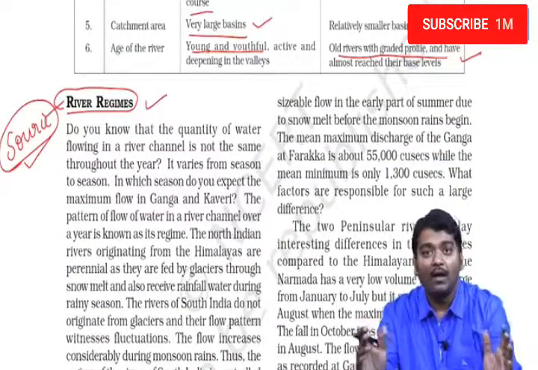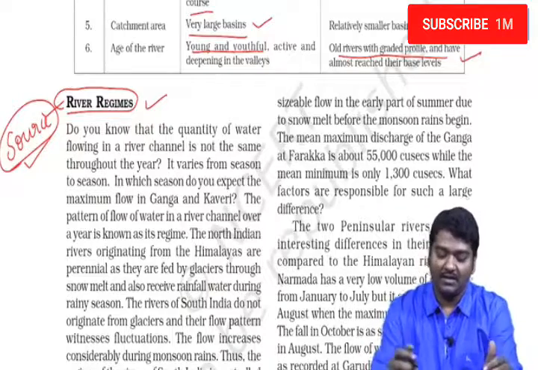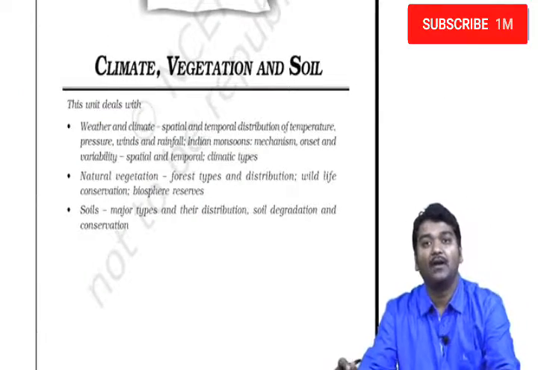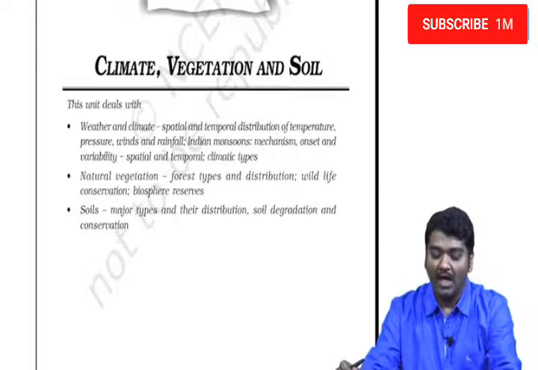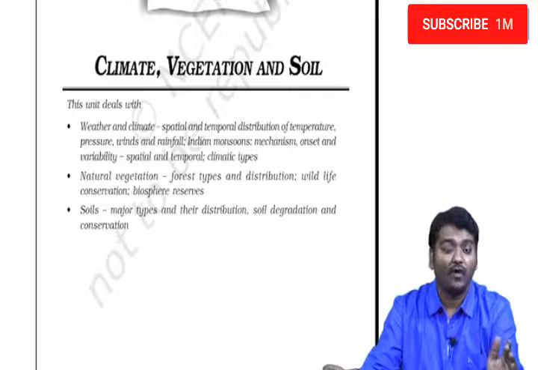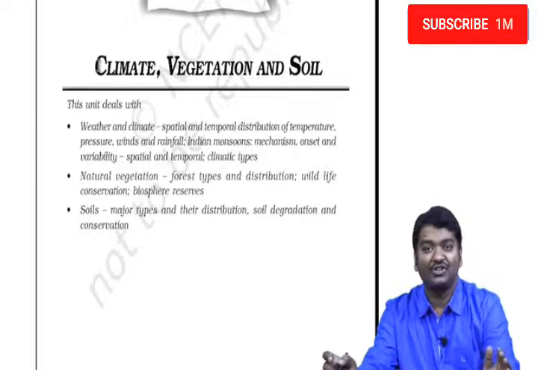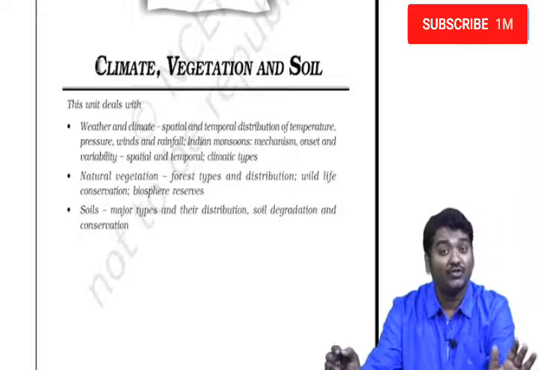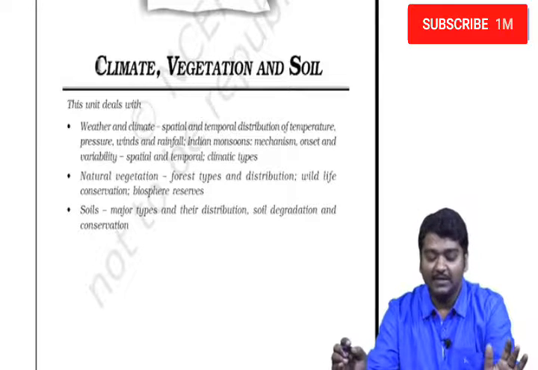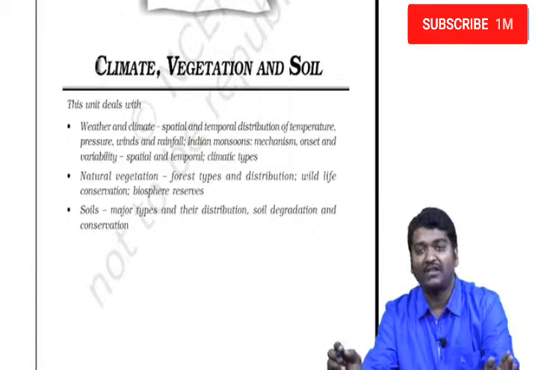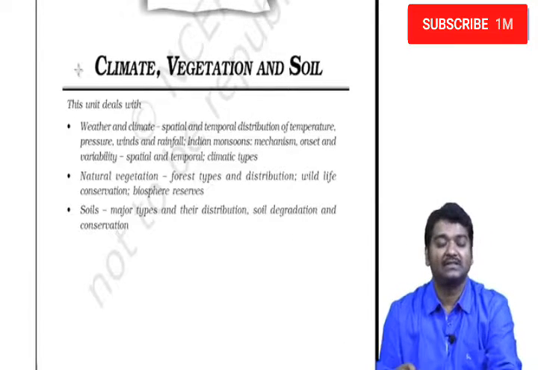So guys, we will be taking the next important chapter, that is climate, vegetation and soil. I have already discussed climate. Some points which we have not discussed much we will be taking up in climate. Natural vegetation and soil I have not covered at all. So we will be spending considerable time in understanding climate, vegetation and soil. So let's see this carefully.